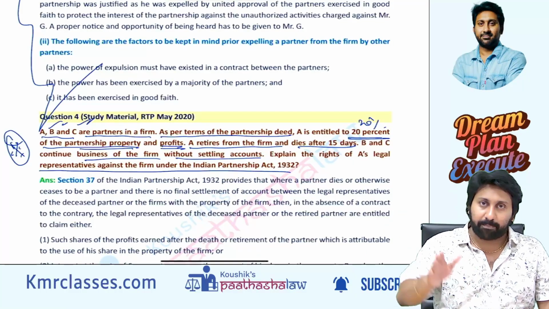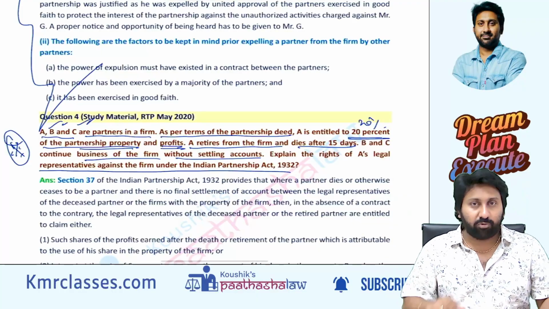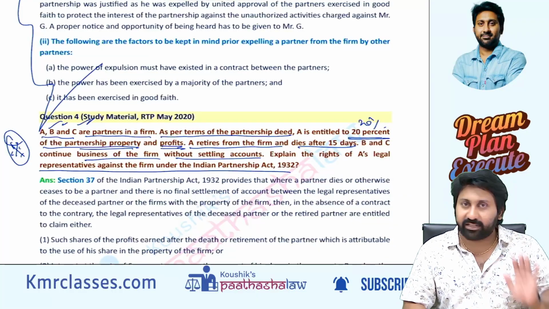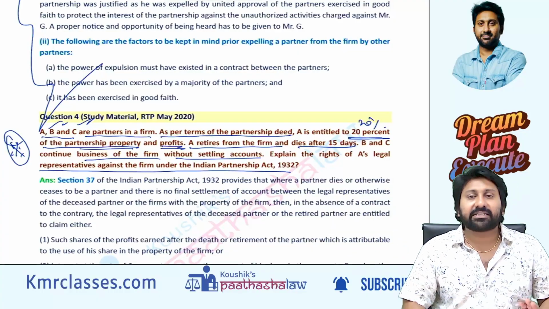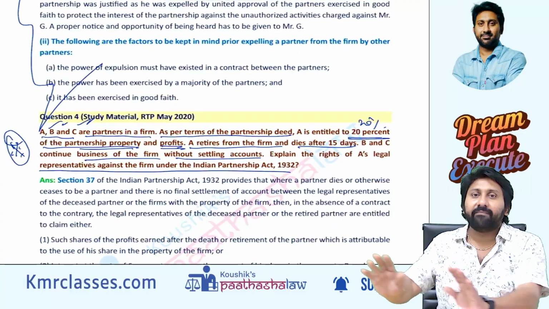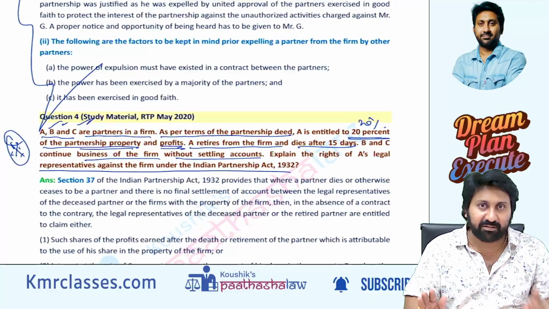If he is insolvent, pay to the official assignee. You have to do any of these 2. Here it is a death case. Therefore, you have to give everything to the legal representative such that he will go out completely. You have to afresh start your partnership with B and C.